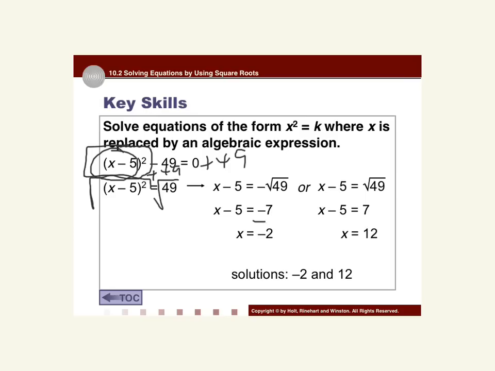Well, the square root of 49 is a negative 7 and a positive 7. And so we have two separate equations that we're going to solve. Now we solve for x by adding 5 here, and we get x equals negative 2. And we add 5 here, and we get x equals 12.